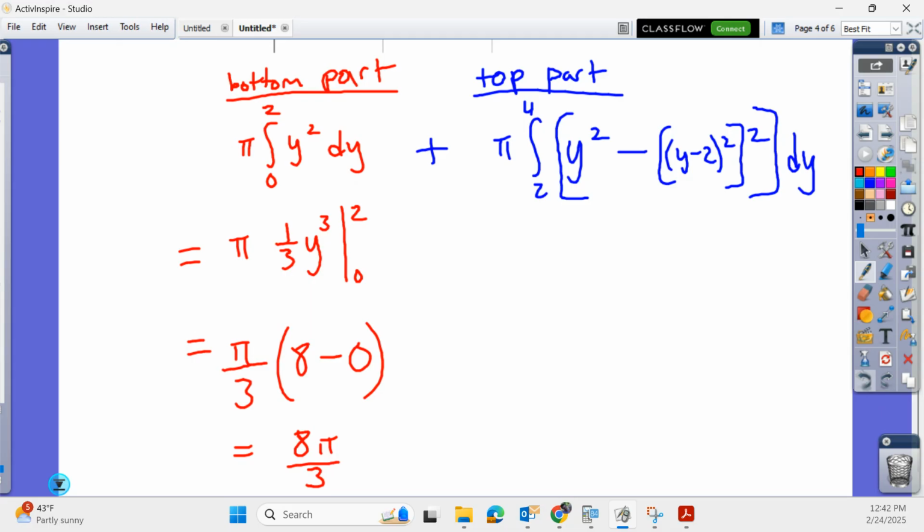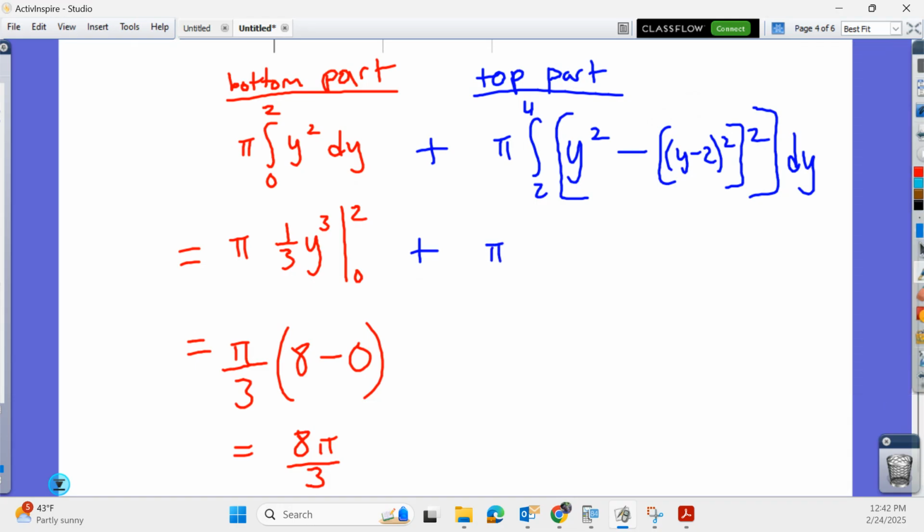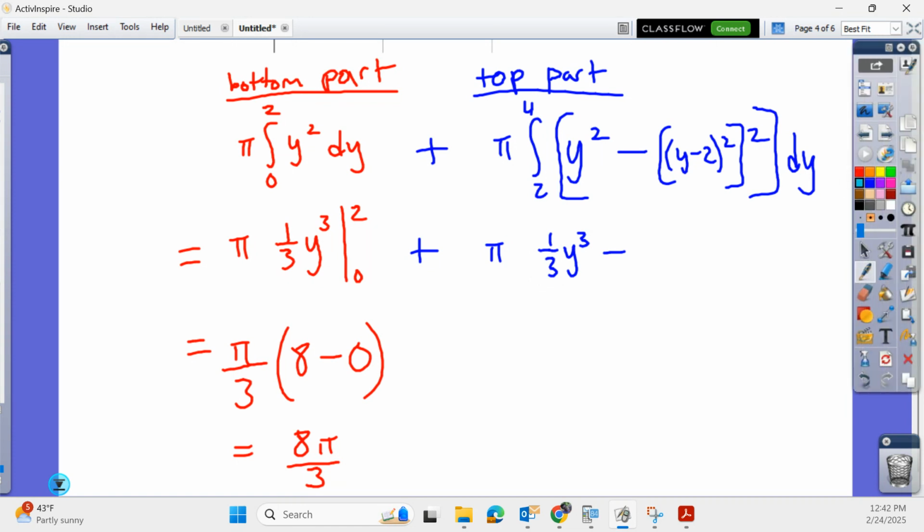The top part, this integral is a little tougher. We're going to expand this. So it's going to be plus, and again, pi. We could have kept the pi out on the whole thing if we wanted. And then we've got 1/3 y cubed. Minus, and then, oh, you know what, I'm sorry. I need to expand first. I said that, and then I didn't do it. I said it in the integral. That's okay. We'll just do it up here in light blue.